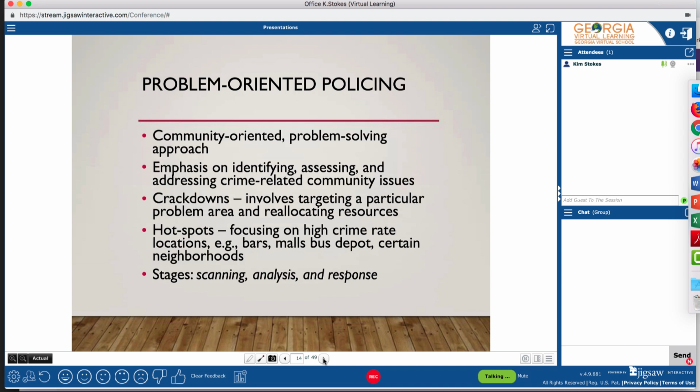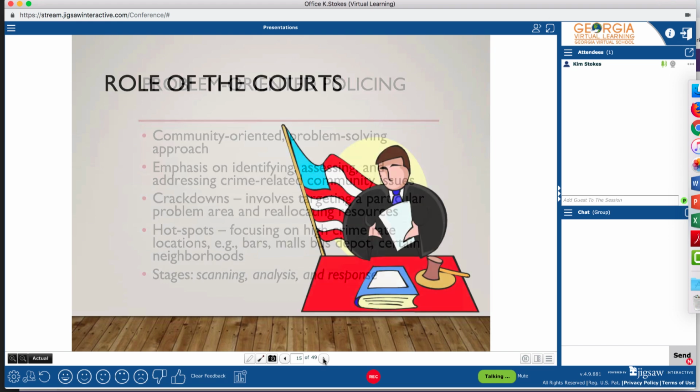The way police approach problem-oriented policing is through a community-oriented problem-solving approach, with emphasis on identifying, assessing, and addressing crime-related community issues. Crackdowns involve targeting a particular problem area and reallocating resources. Hotspots focus on high crime rate locations, bars, malls, bus depots, certain neighborhoods, and stages through scanning, analysis, and response.